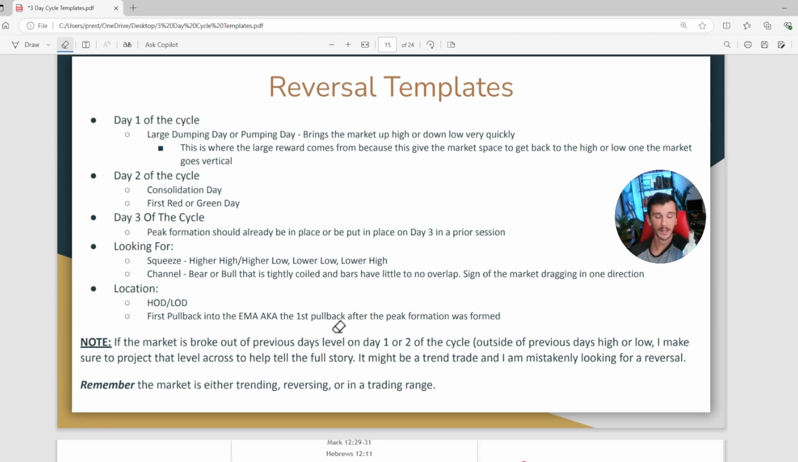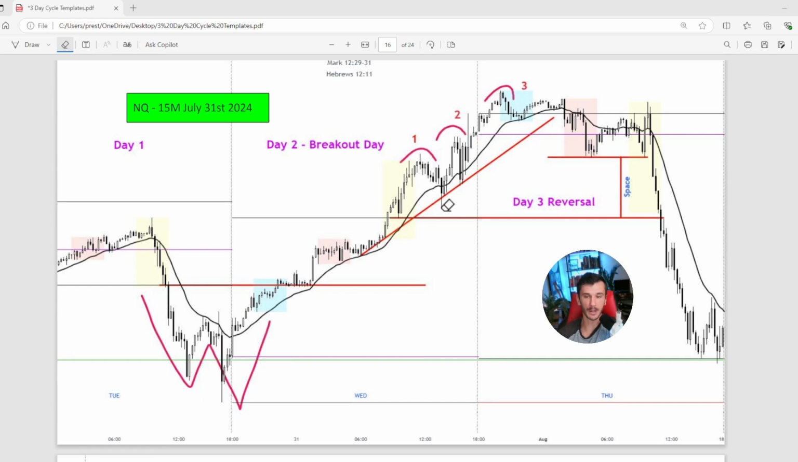Or maybe we've broken out of a previous day's high, I project that level across, and we make a lower low back down, and then the breakout of that high is failing over the course of 2 days. The market is either trending, reversing, or staying in a trading range. And this is exactly what I was talking about on that previous slide.